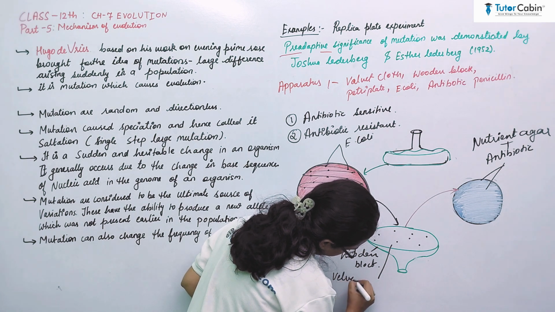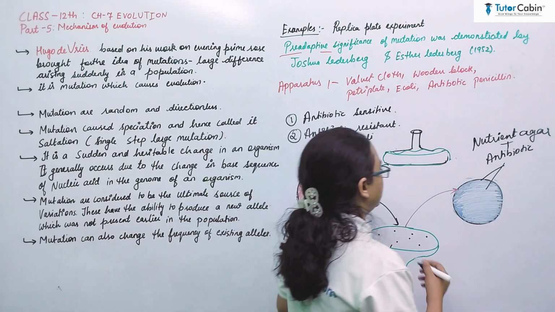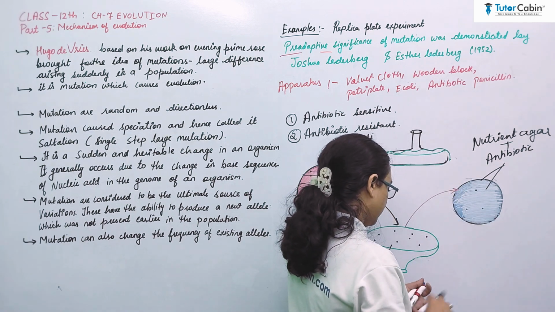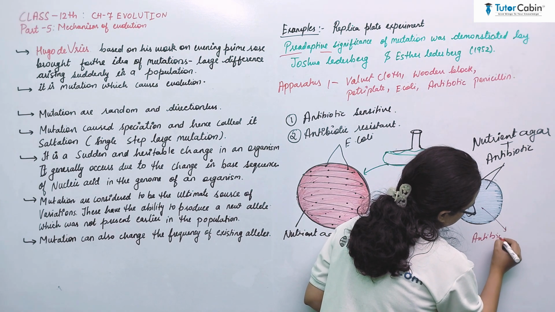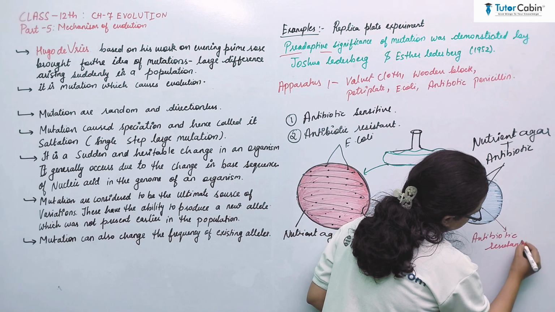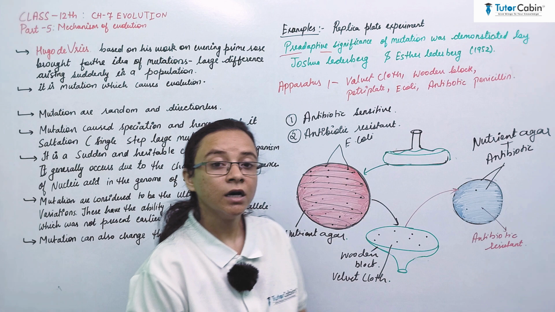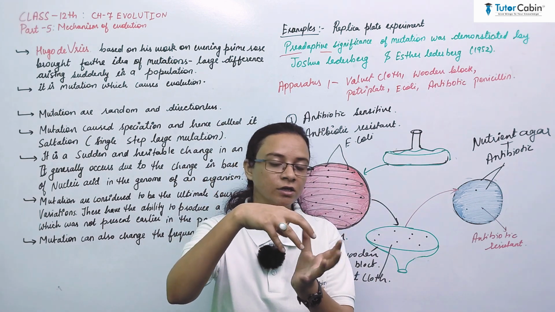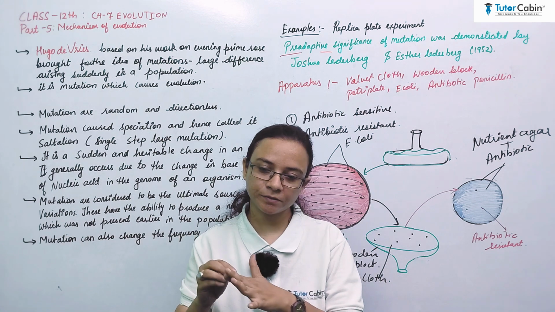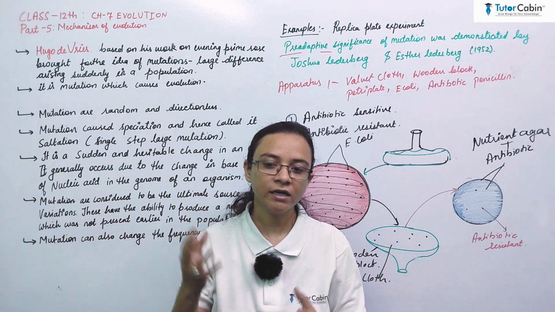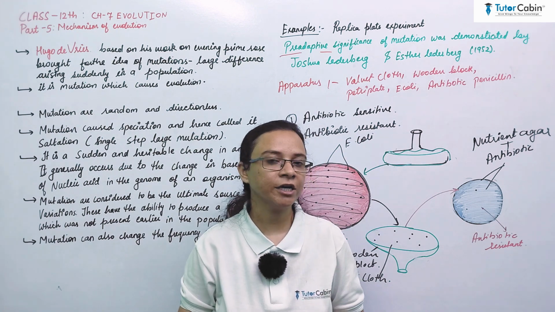plus velvet cloth. Clear? So these organisms survive in it. These are antibiotic resistant. Clear? So this way, first of all, we take a petri plate and pour the nutrient agar and put it into the incubator for solidifying, and after solidifying spread the E. coli on it and put it into the incubator for 24 hours at 34 degrees centigrade.